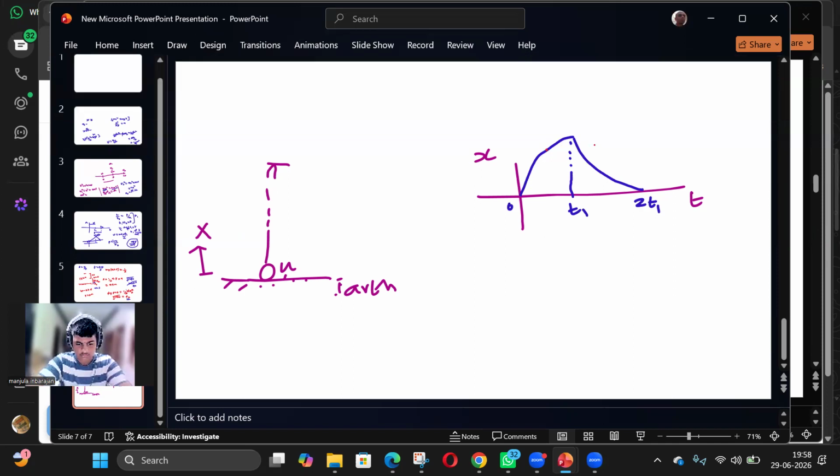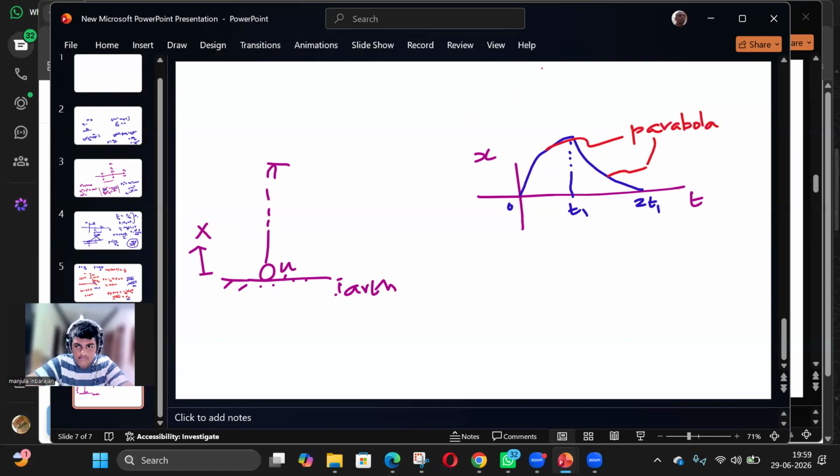This curve, what type of a curve is this? This is a parabola. What is the difference between this parabola and this parabola? It's an increasing parabola and that's a decreasing parabola. One is an inverted u, the other one is a u.